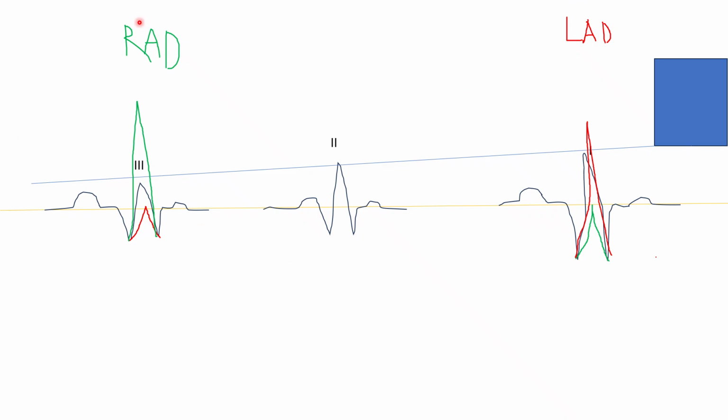Same thing in the right axis deviation, but on the opposite side. If the lead 3 R wave is much higher and the lead 1 R wave is much lower or negative, with this type of image we can understand this is right axis deviation. So the summary is left is 1 and right is 3.